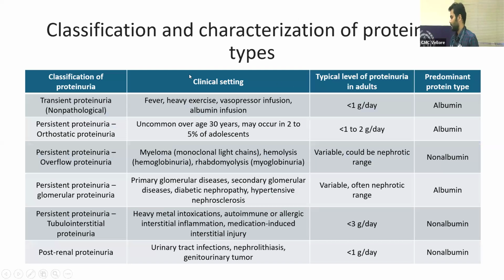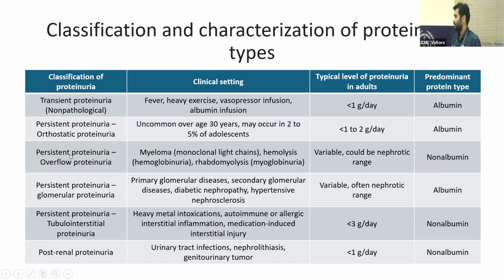So before considering this proteinuria as pathological, you have to rule out some non-pathological conditions. Transient proteinuria can be seen in fever, heavy exercise, exertion and so on. Many times this proteinuria will never cross more than 1 gram. Usually it will be below 500 milligrams only. These are just albumin leakage.